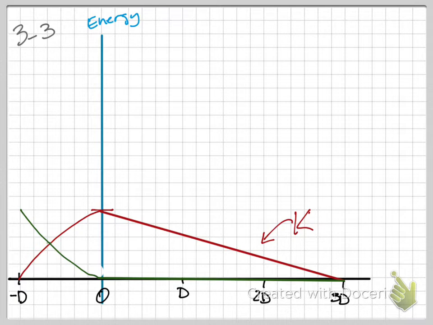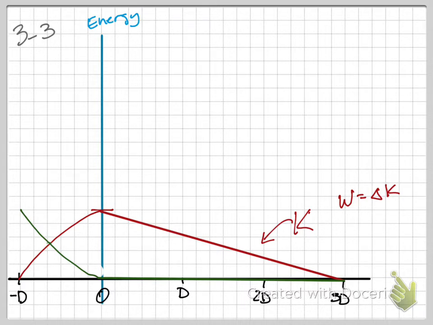What happens after x equals 0 is that the kinetic energy decreases. The friction is going to do work on that block. Work is equal to the change in kinetic energy. So this is a linear function. So the kinetic energy has that sort of concave up between negative d and 0, and then the linear between 0 and 3d.